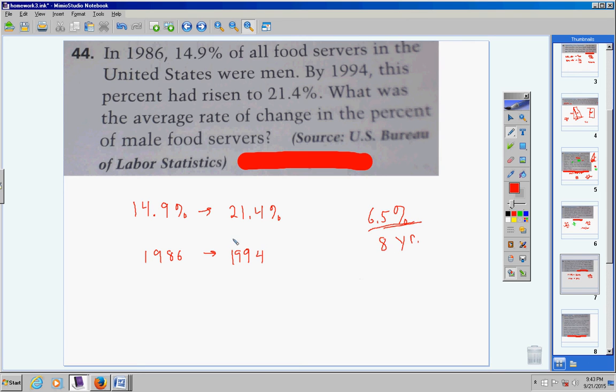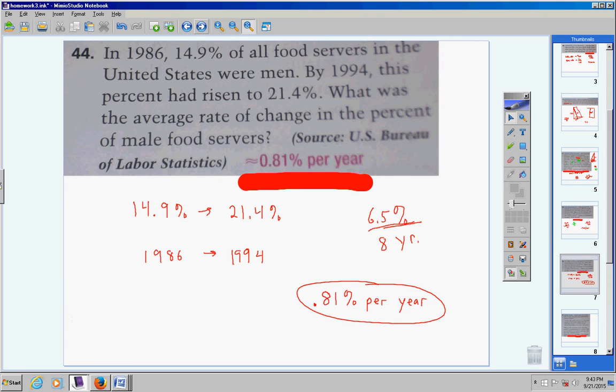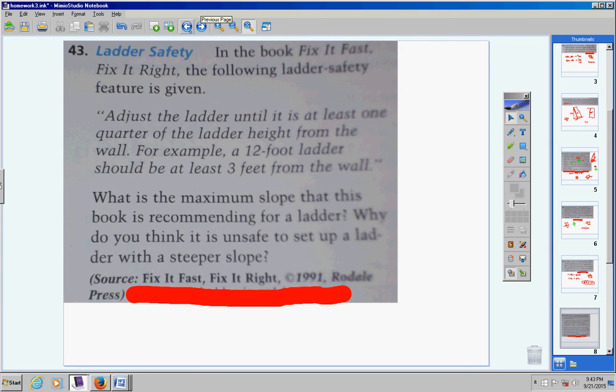And that change took place over the course of 8 years. So if I take 6.5 and divide that by 8, I'm going to get 0.8125. So I'm going to round to 0.81. 0.81 of a percent, so less than 1%. 0.81% per year. Okay? And there we go, just like that. Okay, students? So that is the correct answer. And there we go.